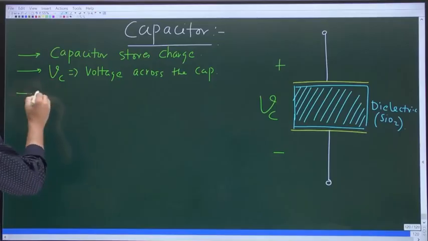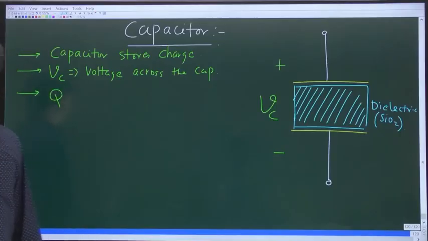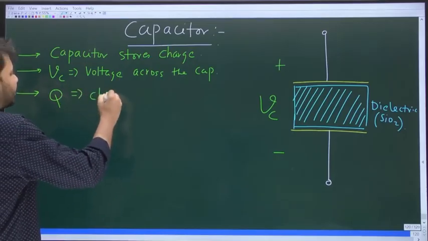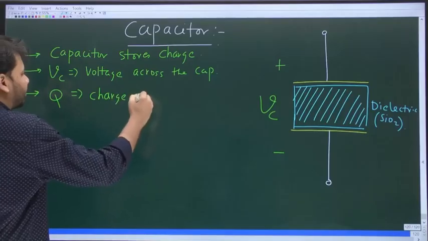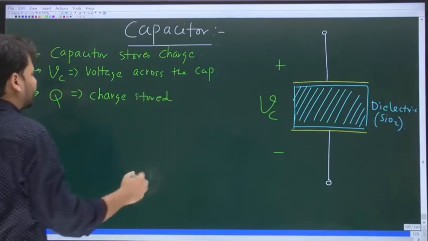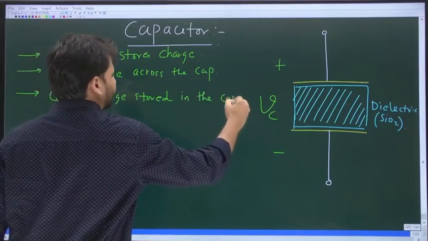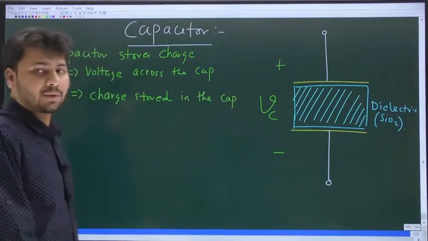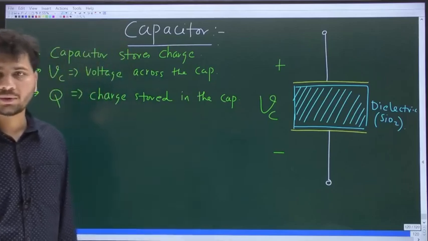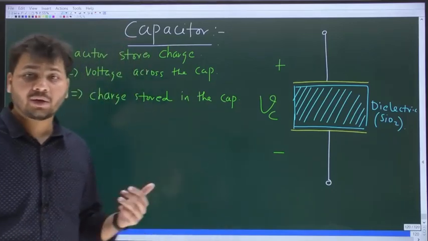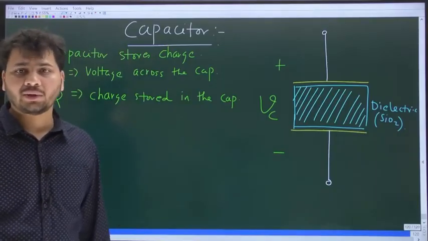Okay. So now Vc is the voltage across the cap, and Q is the charge stored in the capacitor. Q is the charge stored in the capacitor. To be precise, Q is the magnitude of the charge stored in the capacitor.